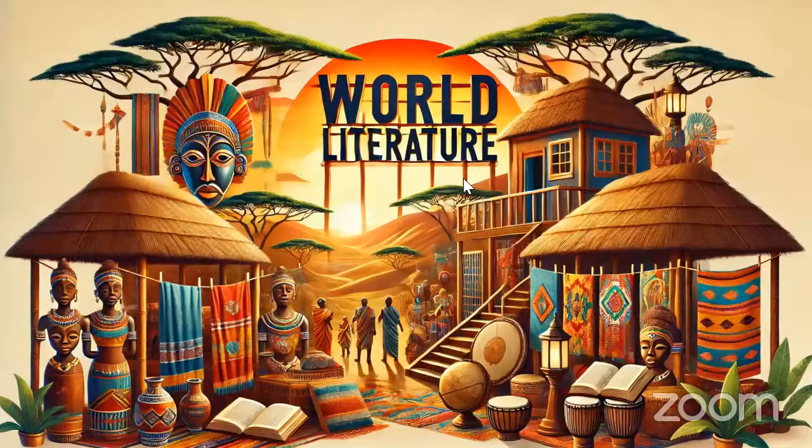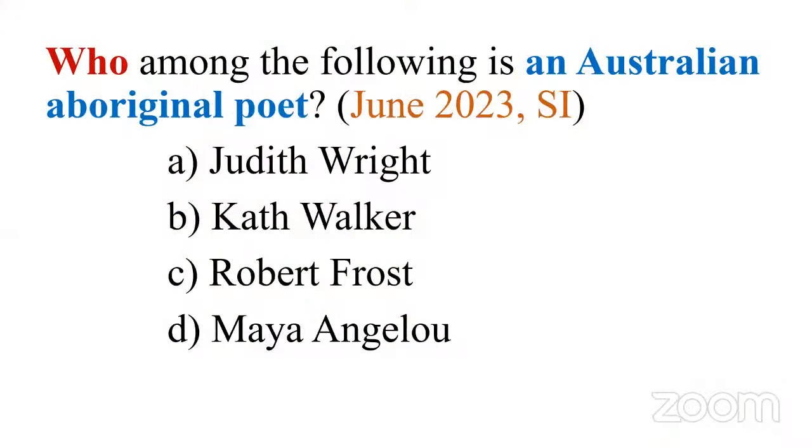Let's see. Try to answer this question from June 2023, shift 1. Who among the following is an Australian Aboriginal poet? Option A, Judith Wright. B, Kath Walker. C, Robert Frost. D, Maya Angelou. Of these, you can easily eliminate two because they are very prominent American poets. So try to eliminate two, then you are left with two.